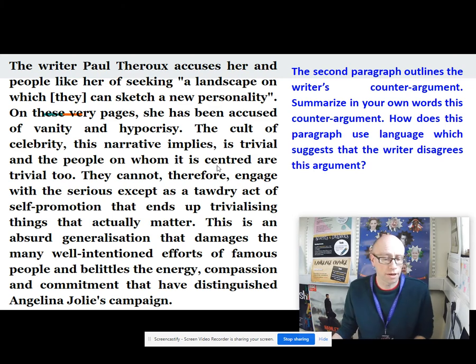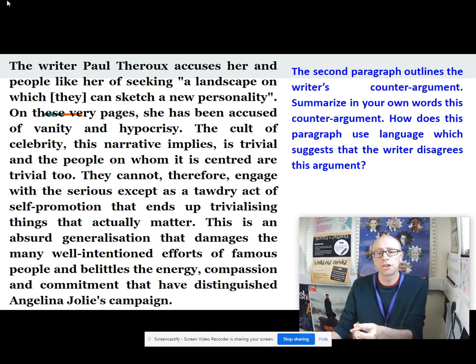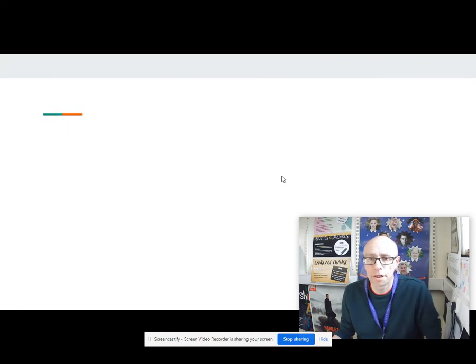So it really has a good go at airing the argument properly, but it then counters it at the end of the paragraph by going in for the kill and saying this is, and notice again the use of the copula verb, is an absurd generalization. And it again underlines the importance of Angelina Jolie's work with yet another group of three. So energy, compassion, and commitment. And it uses this nice verb distinguished that shows that Angelina Jolie's campaign is something to be celebrated. Okay, so there's an interesting airing there of the counter argument, and you must make sure if you're doing a complex article like this that you are doffing your cap also at the counter argument.